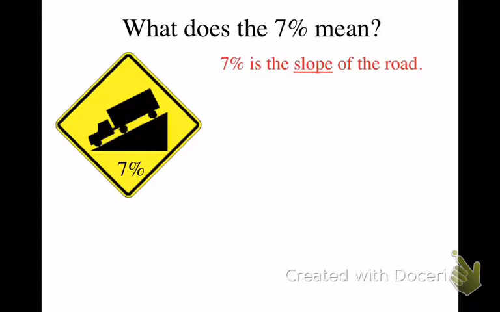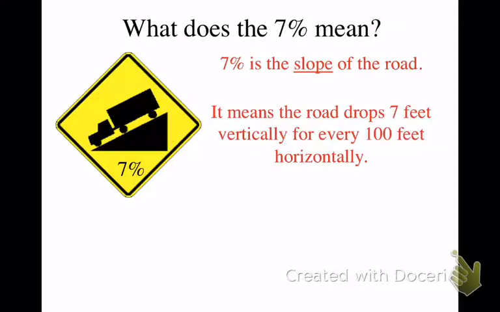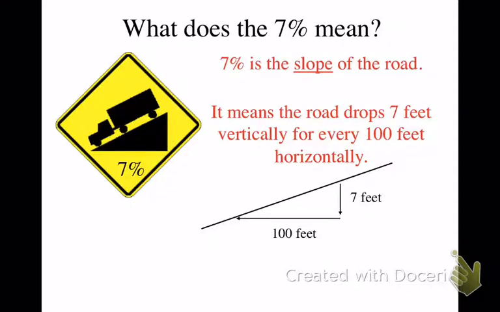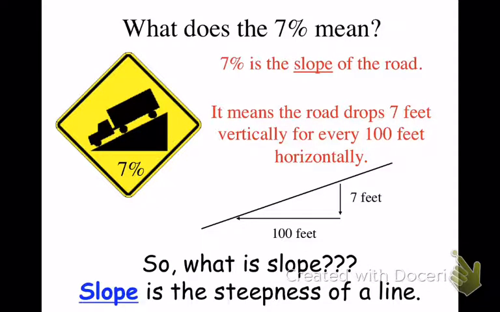So the 7% is just the slope of the road, or the steepness of the road. It goes back to slope, which is this thing we've talked about before. It pretty much means that the road drops 7 feet vertically, or up and down, for every 100 feet going across side to side horizontally. So again, 7 feet down versus 100 feet across, that's what this 7% means on this sign. So what is slope? Slope is just the steepness of a line, the incline of a line.